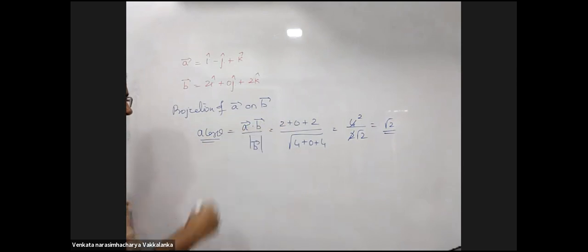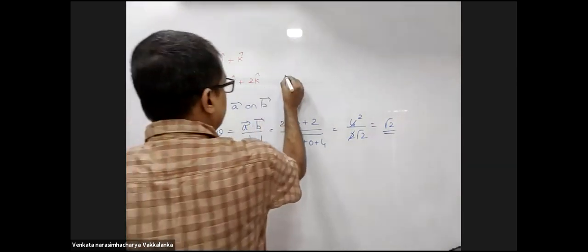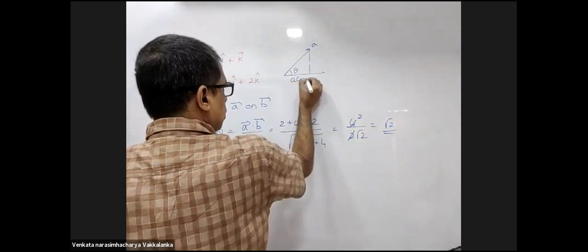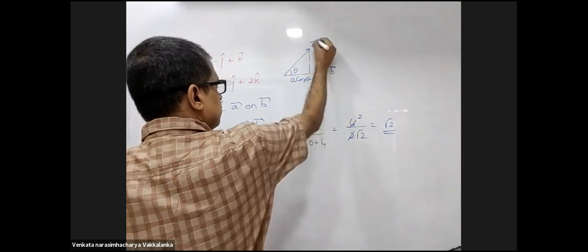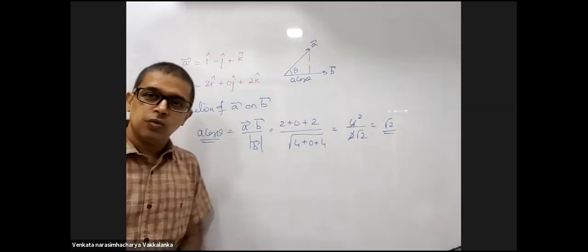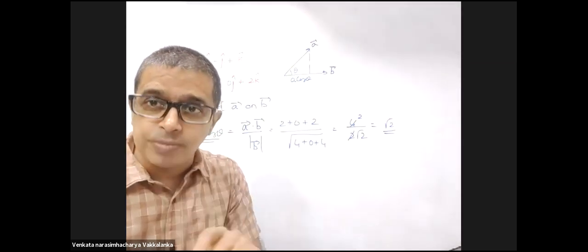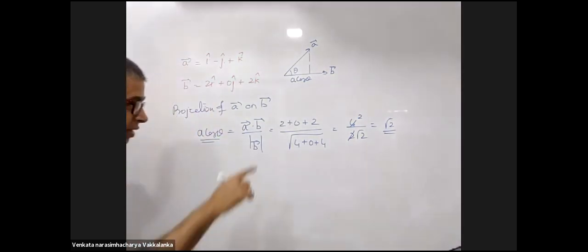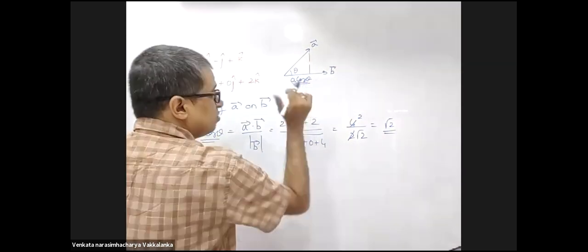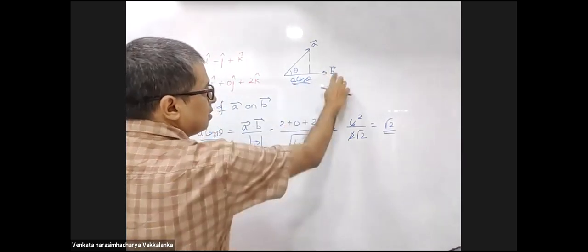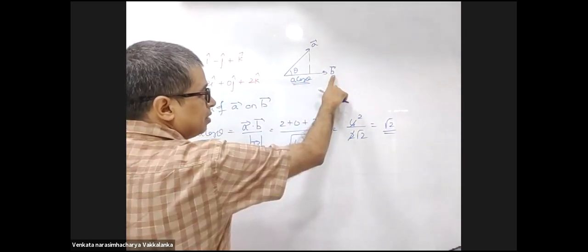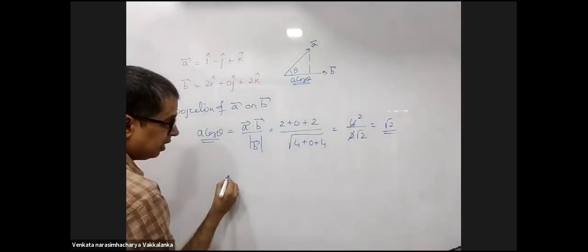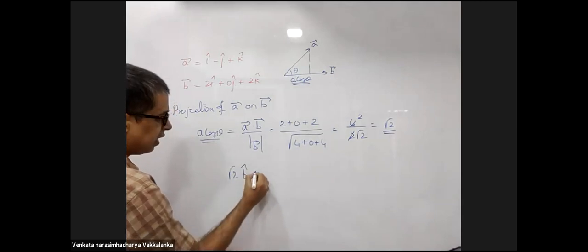A cos theta is my requirement, the projection of A on B. A cos theta is root 2. Sometimes in the multiple choice options, they'll give you this with I cap, J cap, K cap. What does that mean? That means A cos theta is in which direction? Direction of B cap. So my answer will be root 2 times B cap.